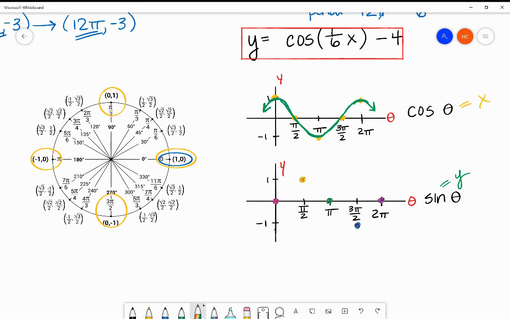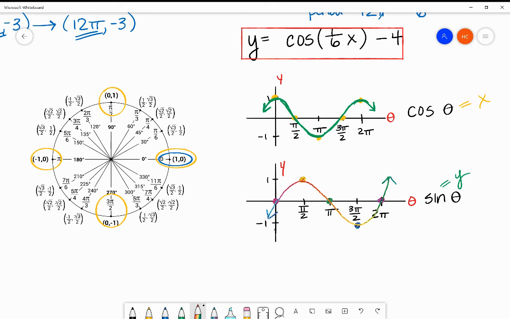So if I connect these, this one's always a little bit easier to draw. This is what my sine graph looks like. It's a little bit off on that one. Let's try that again. Okay. That's sort of okay. Let me try that again. There you go. All right, third time's the charm. That's the best I can do.